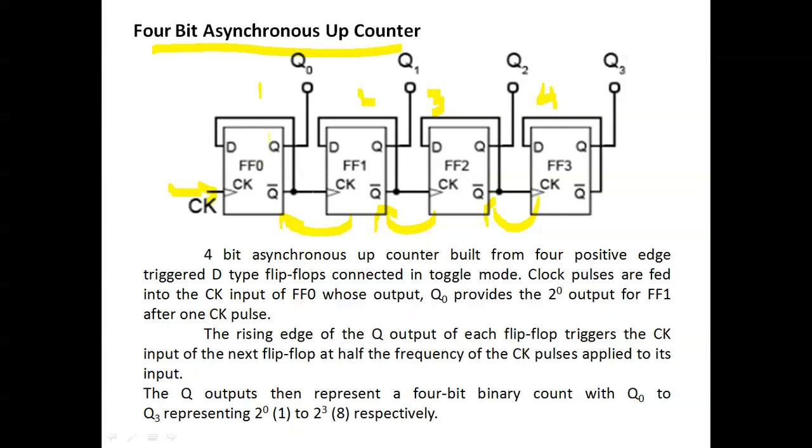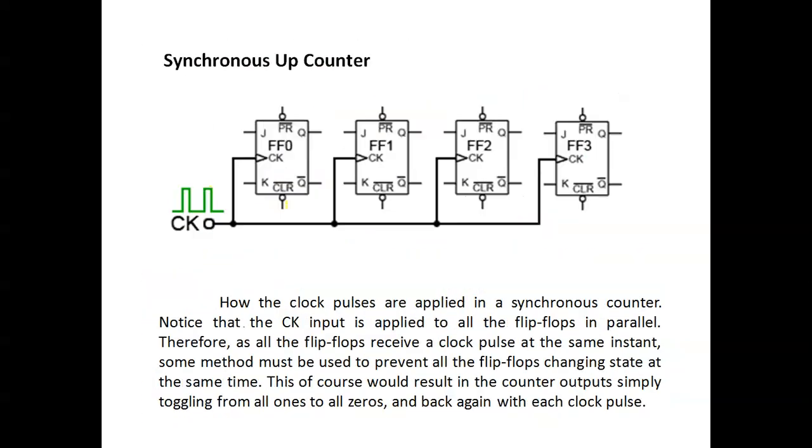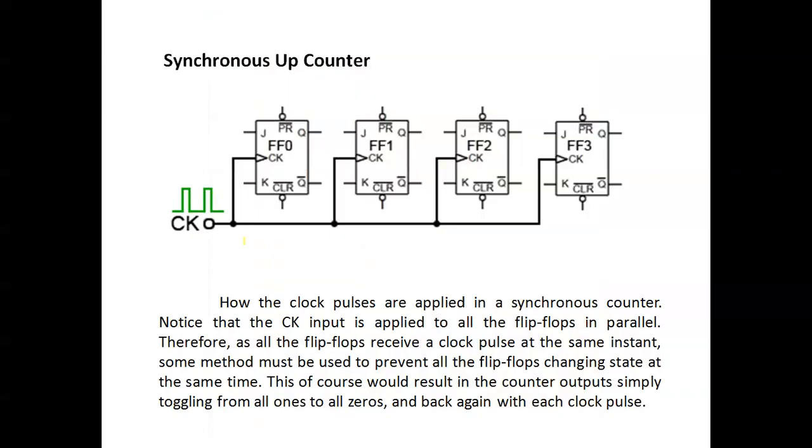The clocks are given one by one. Up counter means the count moves towards a bigger number. I will show the waveform. This is the truth table. It starts from 0, then 1, 2, 3, 4, 5, 6, 7, and so on upward. So that is an up counter.